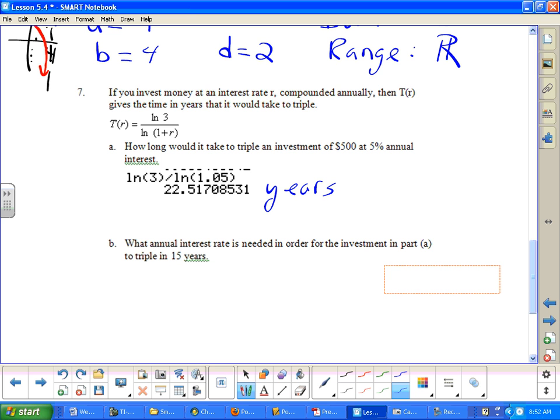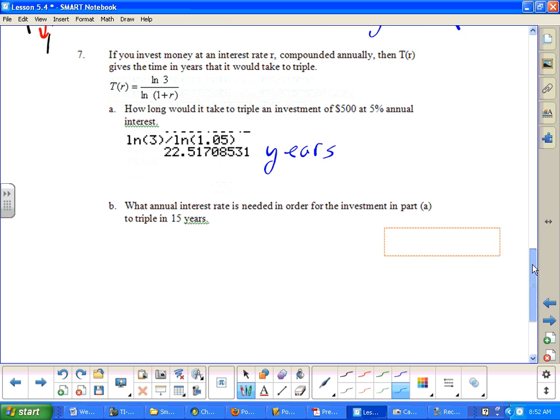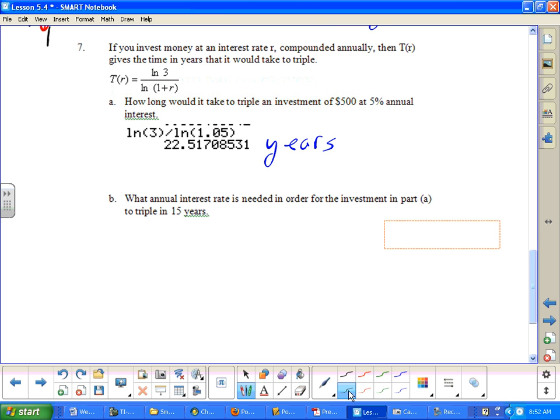So T of R stands for the number of years it takes to triple, and R is your interest rate. In question B, it says, what annual interest rate is needed in order for the investment to triple in 15 years? So we have to change this a little bit now. Here we've got 15 is equal to the natural log of 3 divided by the natural log of 1 plus R.